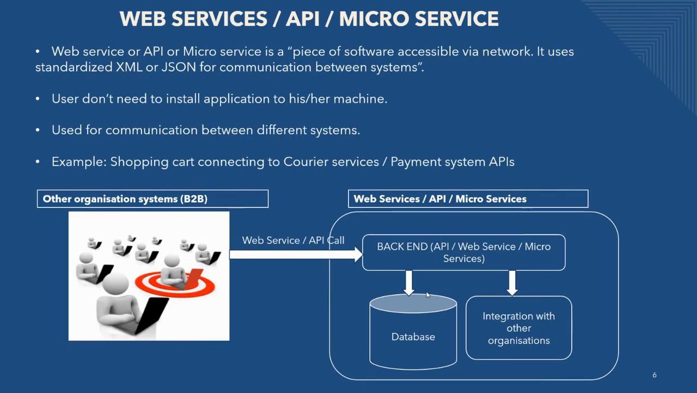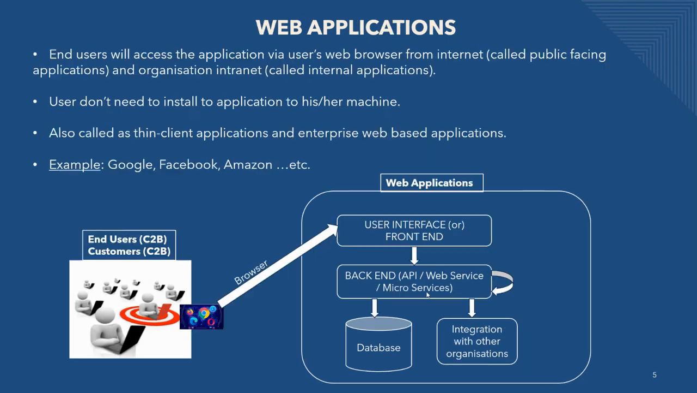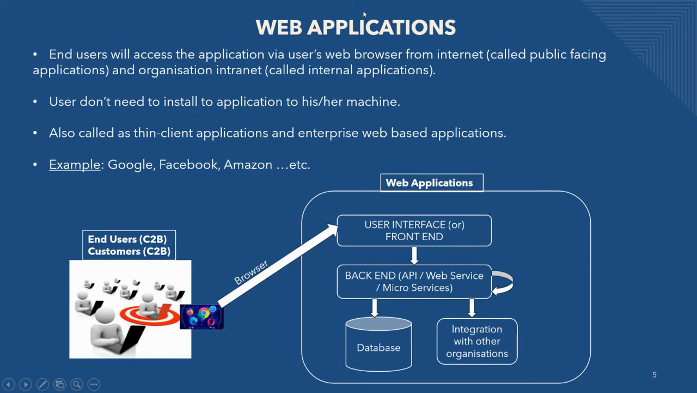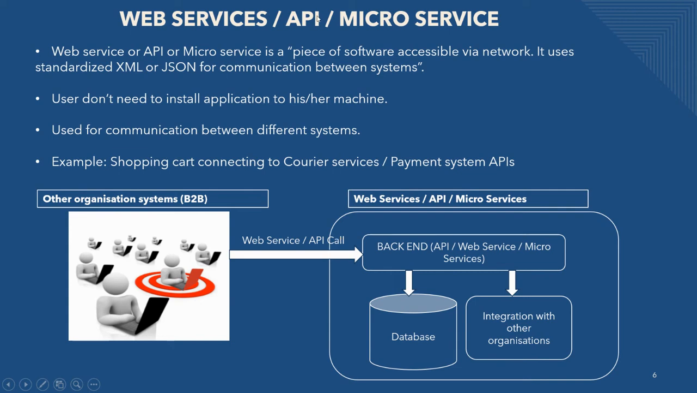The second type of applications, which is partly part of the web application here, is web services or APIs or microservices. These types of applications will not have any front end. As you see from here, there is no front end. Whereas in the web application, you can see there is a front end where users will interact through their browser. Web services are nothing but a piece of software which is available or accessible over the internet.